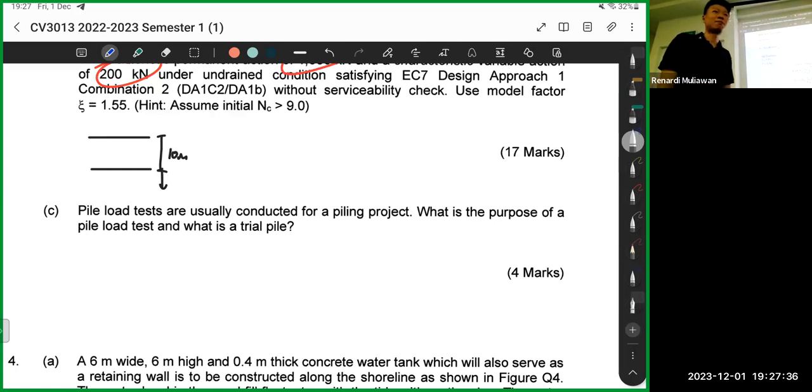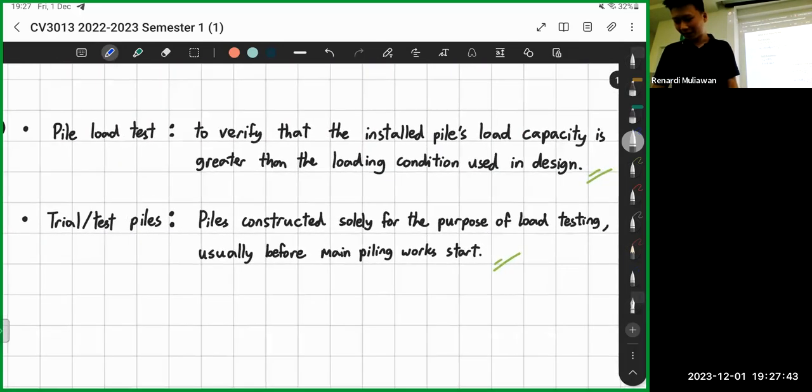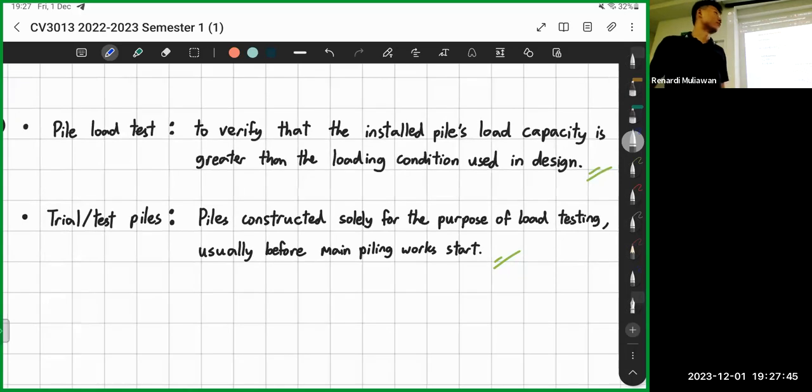Then what is a trial pile? Basically the pile you test, the sacrifice. Correct. So your pile load test is to verify your installed pile's load capacity. Again, it's like probability, so you just take some. Then for trial piles, there are two types of piles that you test: one is the working pile, the other one is the trial pile.